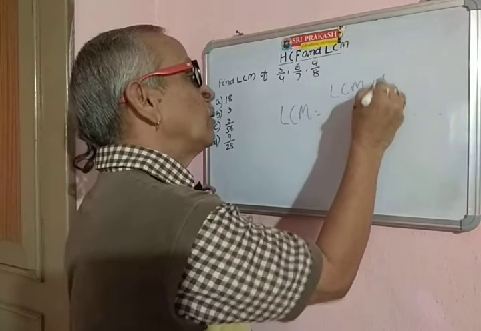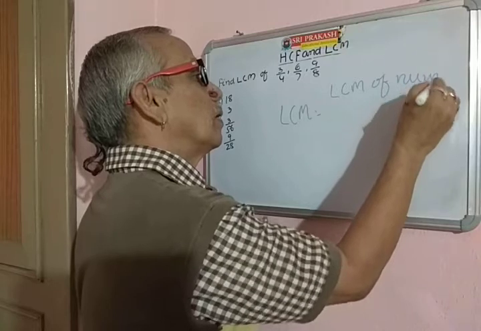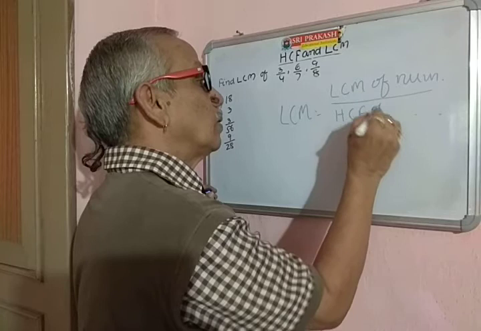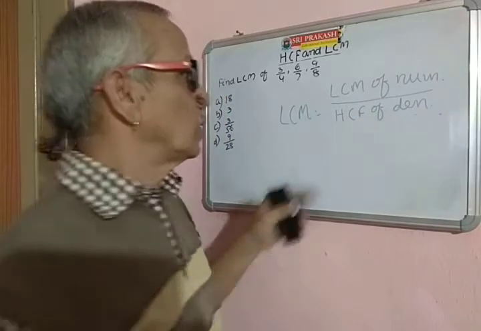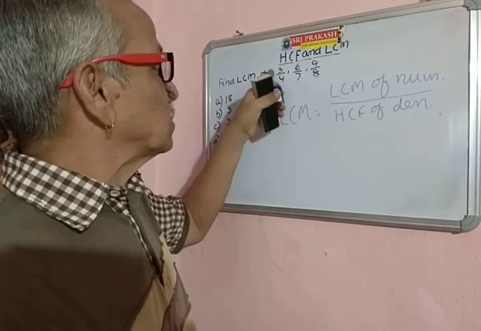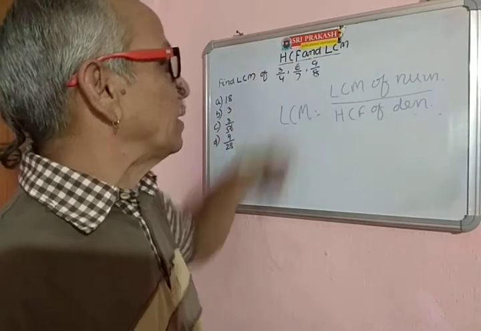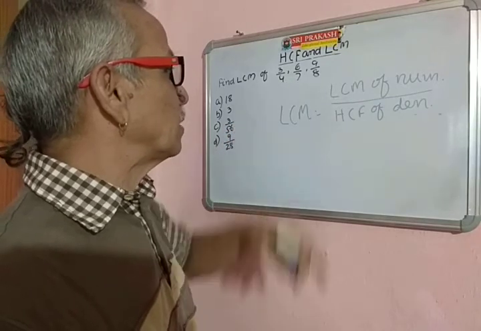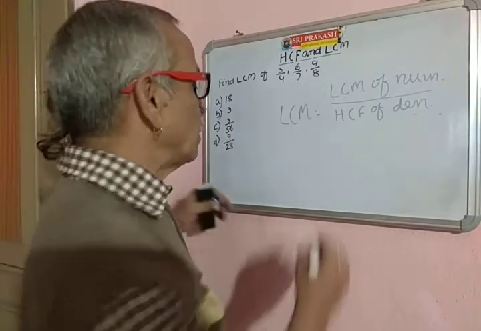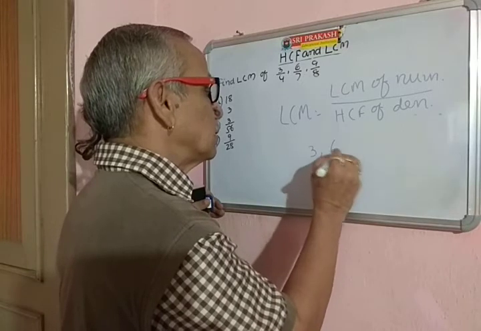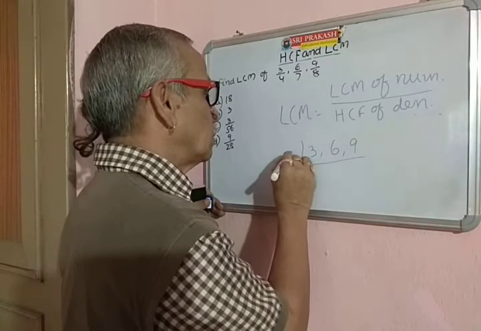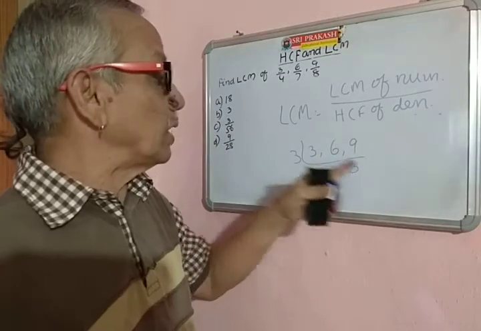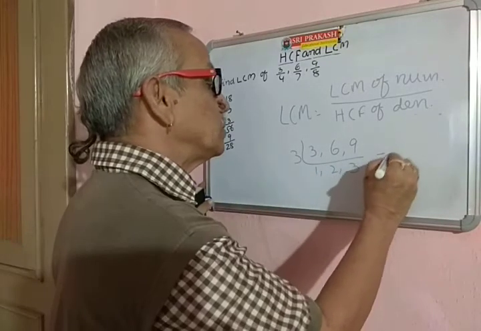LCM of numerators by HCF of denominators. So what are numerators? 3, 6, 9. And what are denominators? 4, 7, 8. So what is LCM of numerators? Let us find. 3, 6, 9. 3 1s are 3, 3 2s are 6, 3 3s are 9, 2 9s are 18. 18 is your LCM.